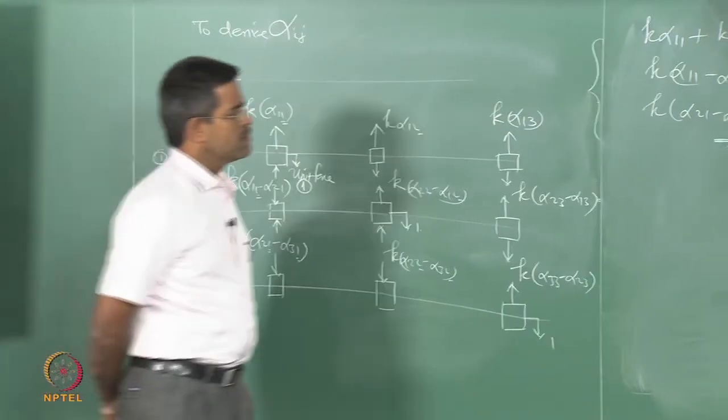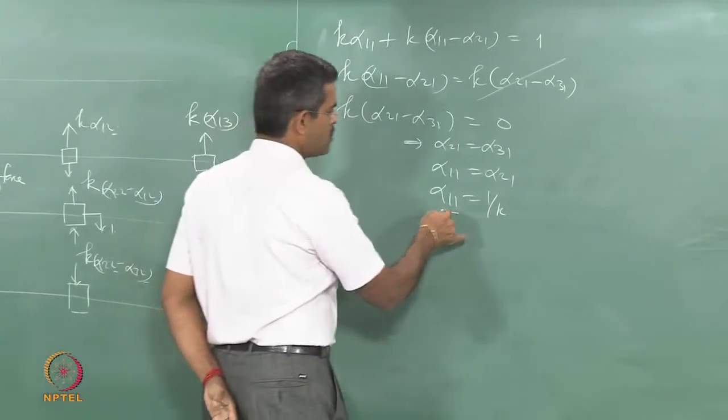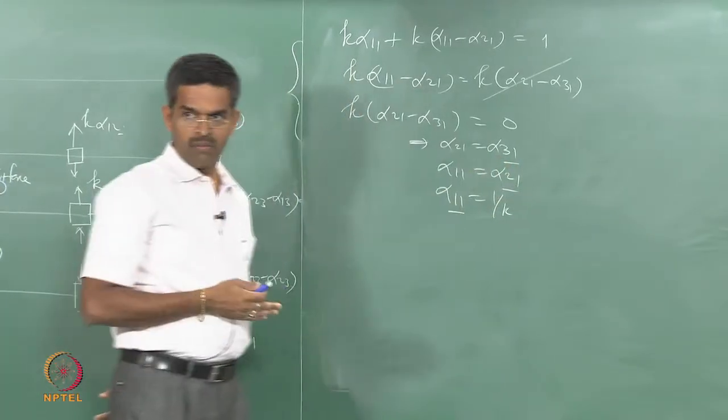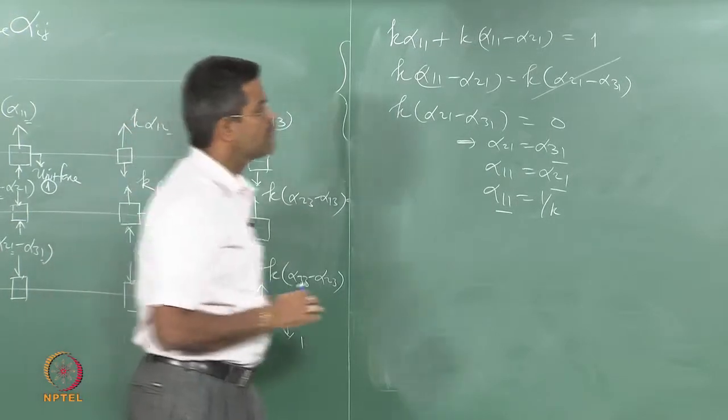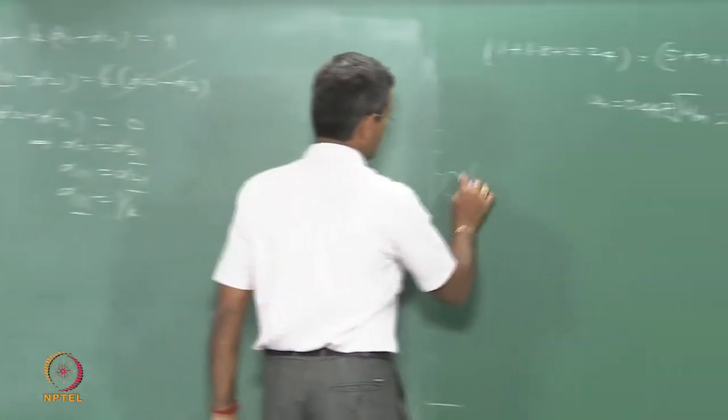So, I am now getting 1 1, 2 1 and 3 1. The first column I have got, all will be 1 by k. So, let me write down the matrix here, alpha matrix.